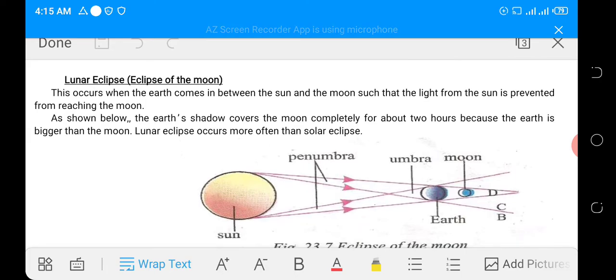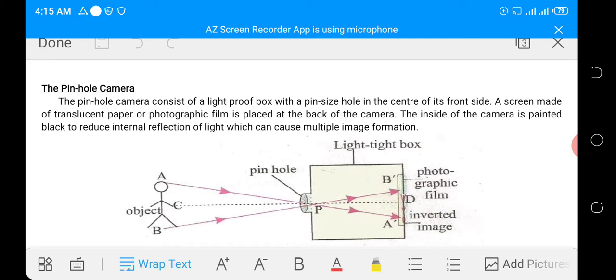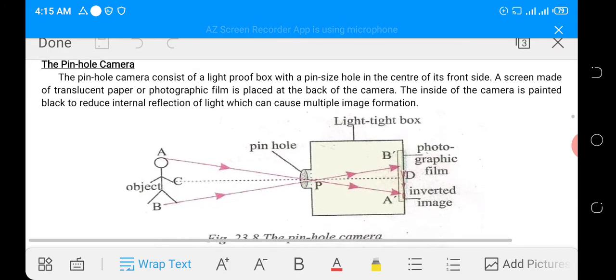And the next effect of rectilinear propagation of light we will consider is the pinhole camera. The pinhole camera consists of a light-proof box with a pin-sized hole in the center of its front side. A screen made of translucent paper or photographic film is placed at the back of the camera. The inside of the camera is painted black to reduce the internal reflection of light, which can cause multiple image formation. Look at the diagram.